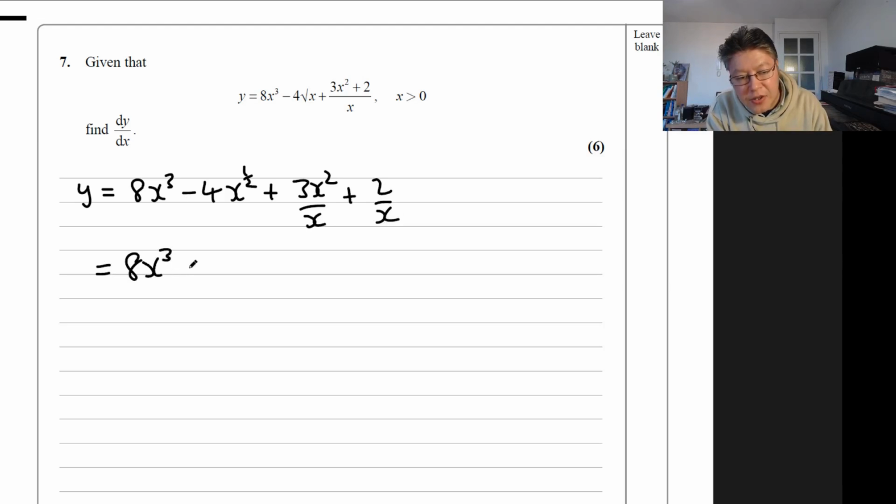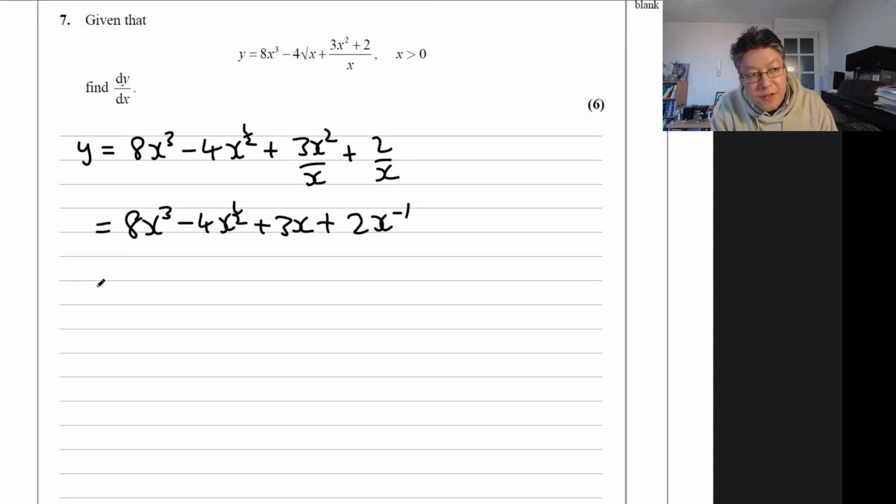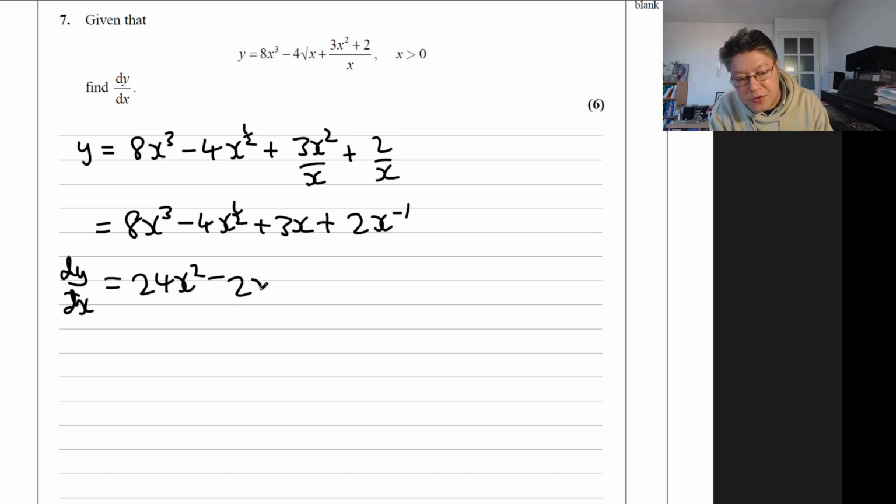So we have 8x cubed minus 4x to the half. Here we get a 3x, and here we can bring the x up to get a 2x to the minus 1. And now we're ready for differentiation. So we get dy dx equals 24x squared minus 2x to the minus half plus 3 minus 2x to the minus 2.